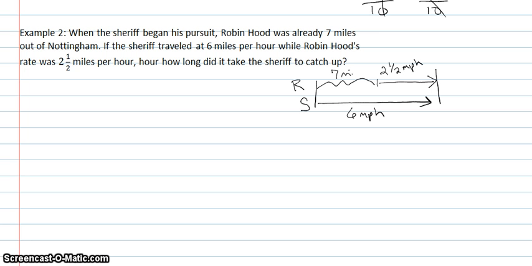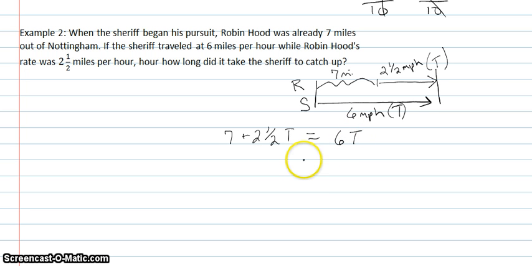And their times will be the same because it had said when the sheriff began his pursuit that Robin Hood was already 7 miles ahead. So they both just have a time of t. So when I set this up, I'll have 7 plus 2.5t, because rate times time, the distance here, will be equal to the 6 miles per hour times the time.